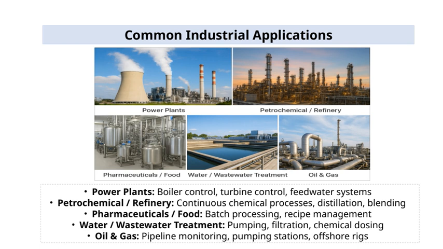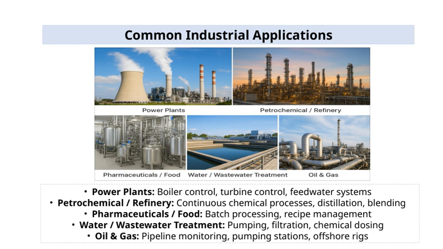Then, in pharmaceuticals and food production, batch processing and recipe management are key. Control systems help ensure consistency and compliance with strict regulations. Moving on to water and wastewater treatment, control systems oversee pumping, filtration, and chemical dosing, everything necessary to produce clean water and treat waste effectively.